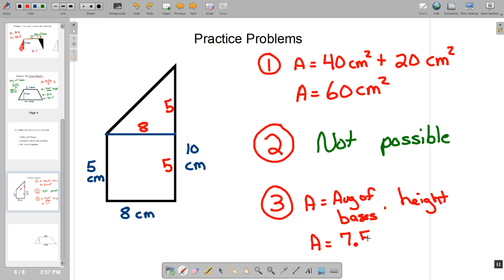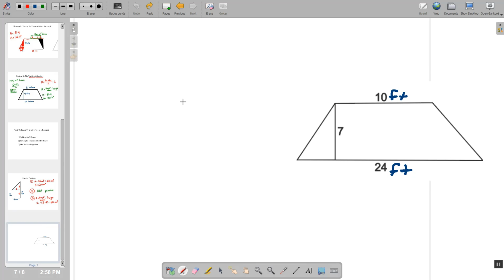You can write that as a decimal. We then take that times the height of the trapezoid, which is 8. And wouldn't you know it, we get 60 square centimeters both ways. So sometimes that strategy 2 does not work. For our next problem, strategy 2 is actually very effective. So let's do one more here.